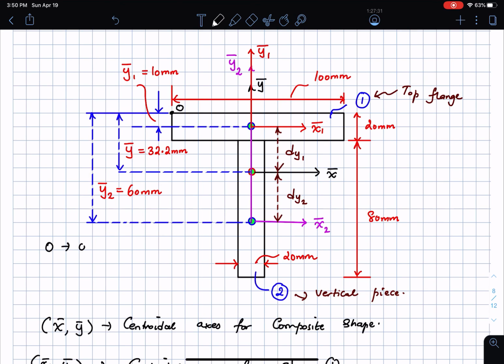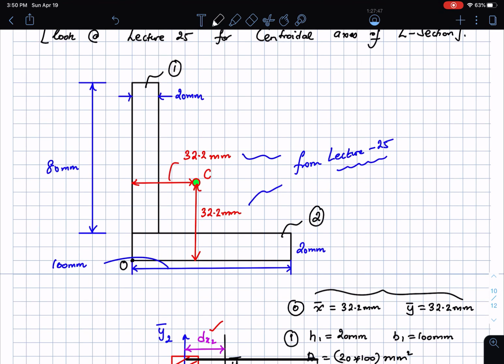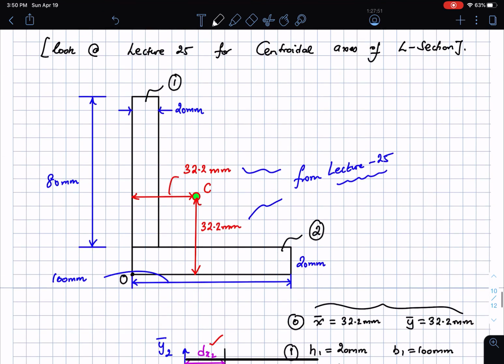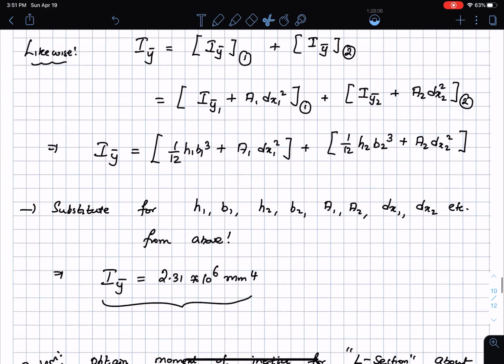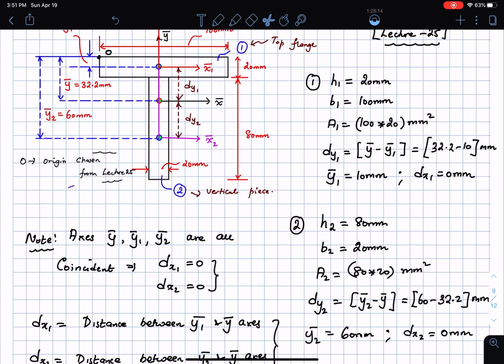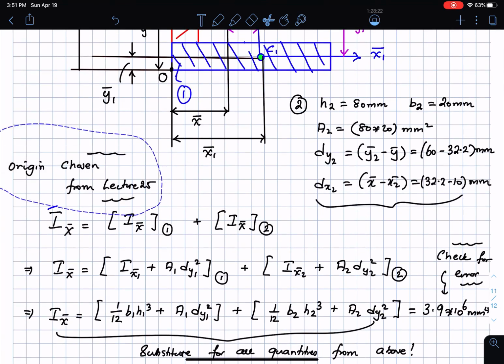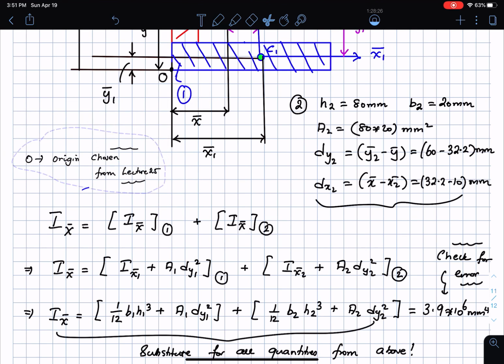The O was the origin chosen during lecture 25. Okay, I will make a note of that here as well. O, which is this point here, and that is also O. So O is the origin chosen from lecture 25. Okay, that is important. I mean, you need to know what the origin is. We had this drawn here too, so maybe I'll make a small note of that. O is the origin that was chosen from the previous lecture, and likewise here as well.